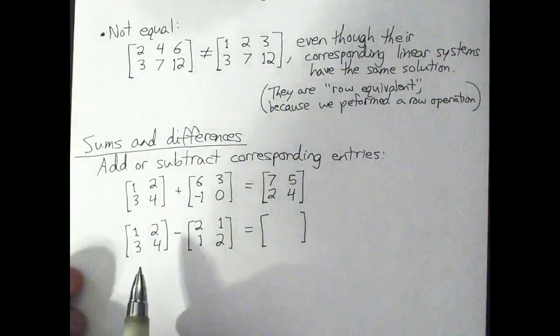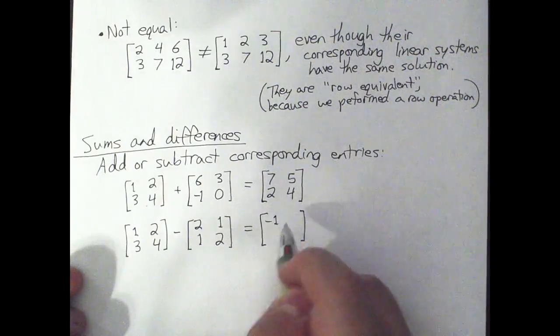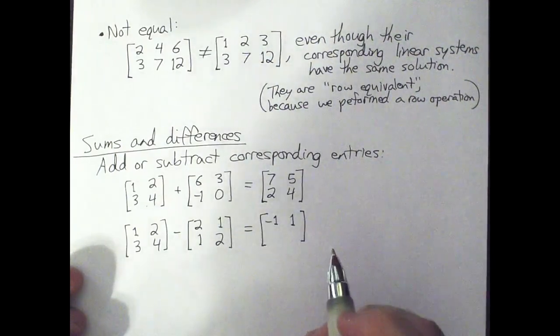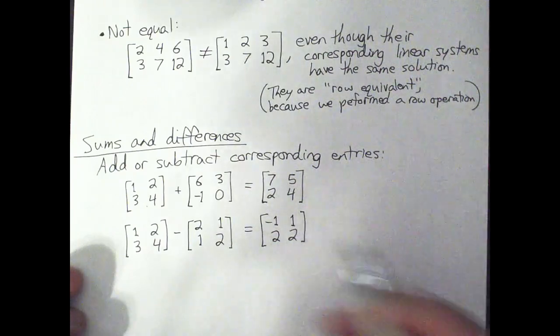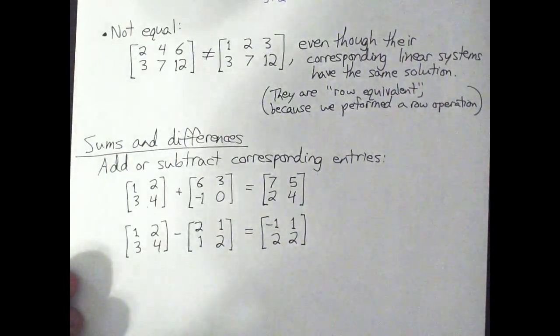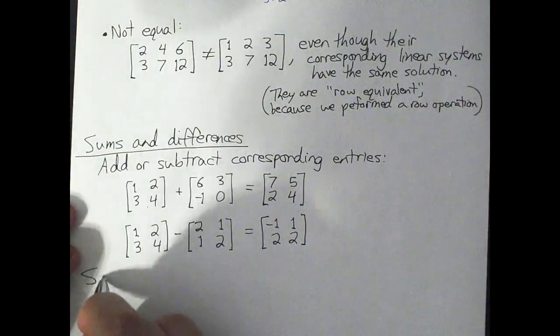All right, so we can subtract corresponding entries. I think over here I've got 1 minus 2, negative 1. 2 minus 1 is 1. 3 minus 1 is 2, and 4 minus 2 is 2. So adding or subtracting matrices like this is fairly easy. There's some other things we can do as well.